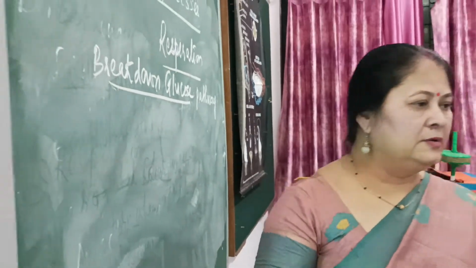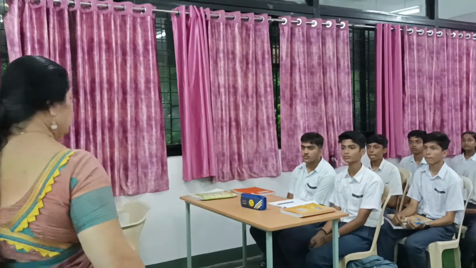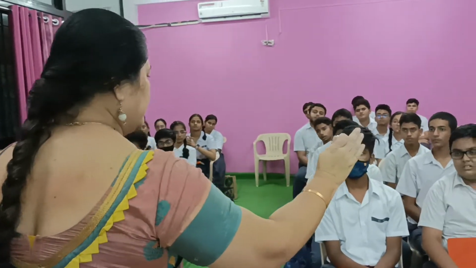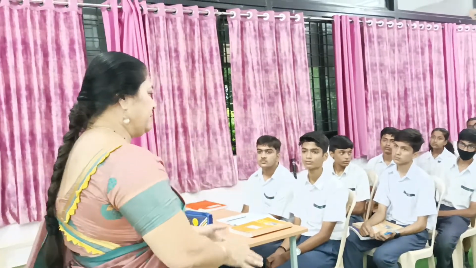before writing it on the board, I'll just explain it. See, first step is glucose, just now I wrote the formula of glucose. What was the formula? Glucose is how many carbon molecules? Six. So glucose contains six carbon molecules. The six carbon molecules will be broken down into three carbon molecules, and the product will become pyruvate from glucose. This process of making glucose into pyruvate takes place in the cytoplasm.